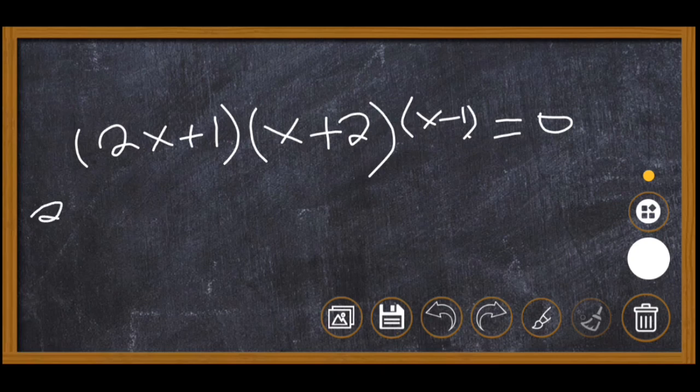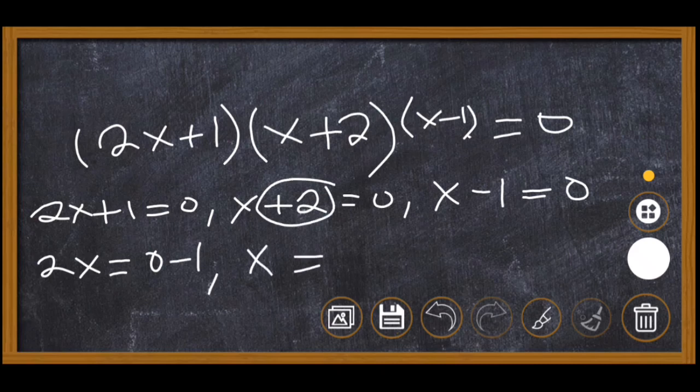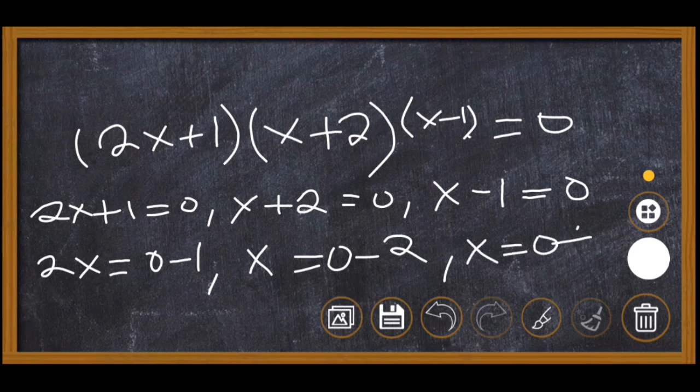So we are going to say 2x plus 1 is equal to 0. Also x plus 2 equals 0, and also x minus 1 equals 0. Then let's solve this. So in this case, we are going to have 2x. When this positive 1 goes to the other side, it's going to be negative. So it's going to be 0 minus 1. And likewise, if positive 2 comes to the right side here, it's going to be negative. So it's going to be 0 minus 2. Even here, when this negative 1 goes to the other side, it's going to be 0 plus 1.